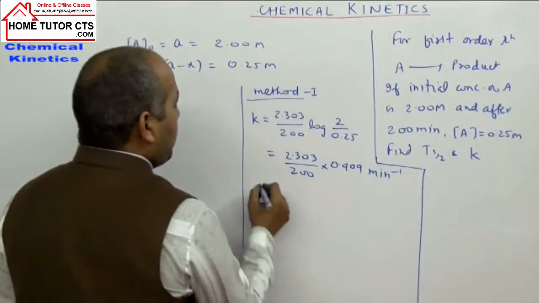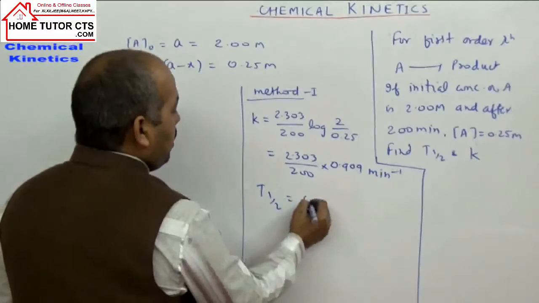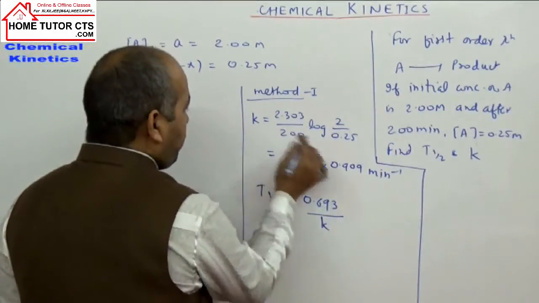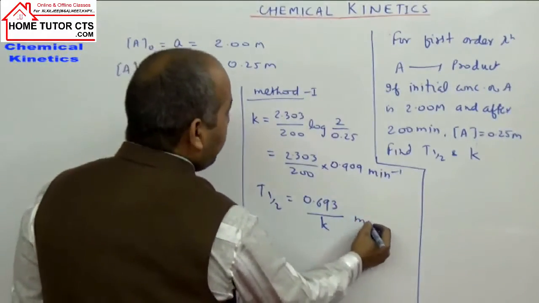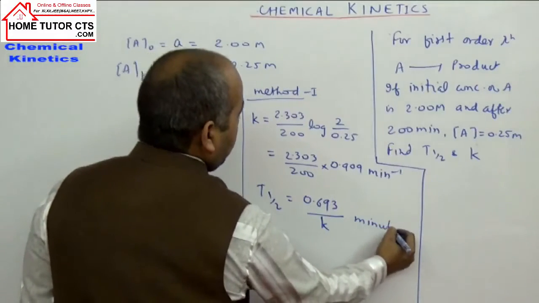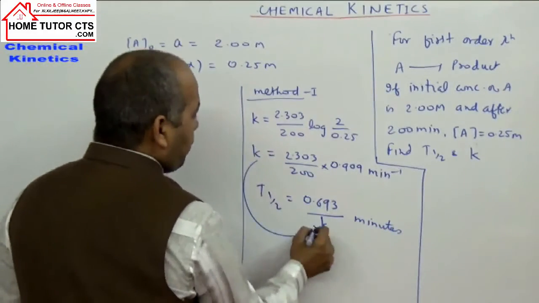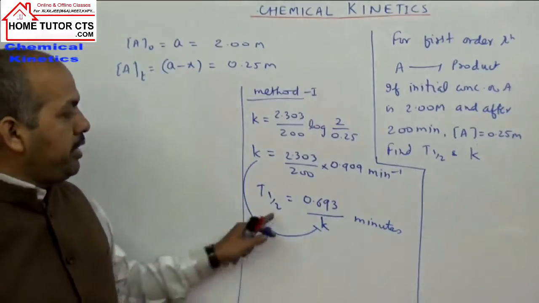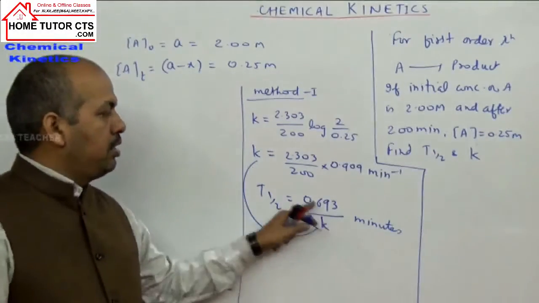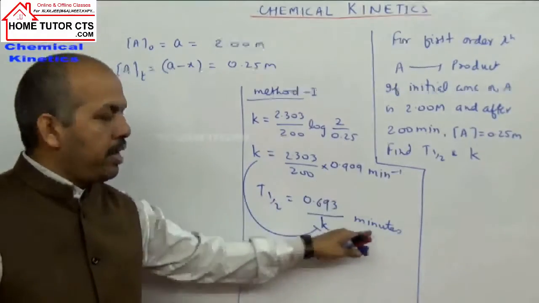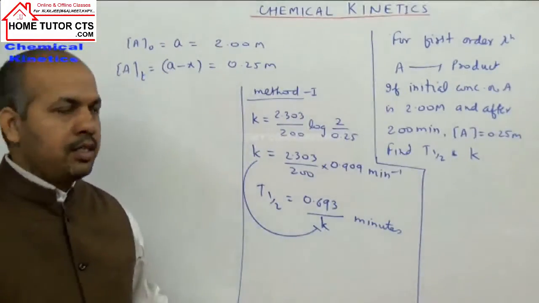Minute inverse. Then what is T half of the reaction? 0.693 by K. You can put this K from here. This T half will come in minutes. Put the value of K from here to here and you get the answer. T half of the reaction is 0.693 by K. K was minute inverse, so time will come in minutes.